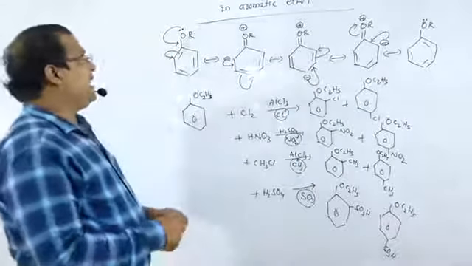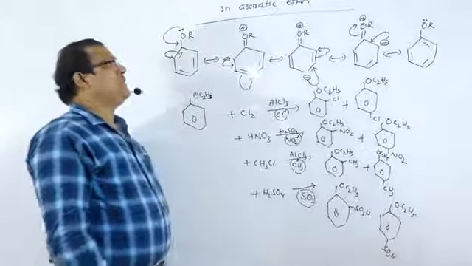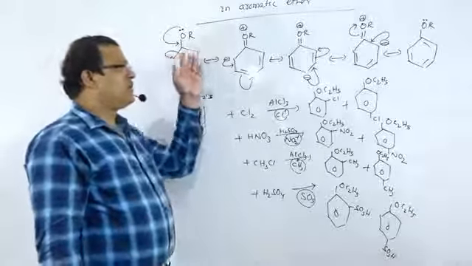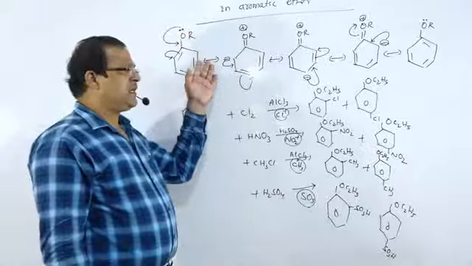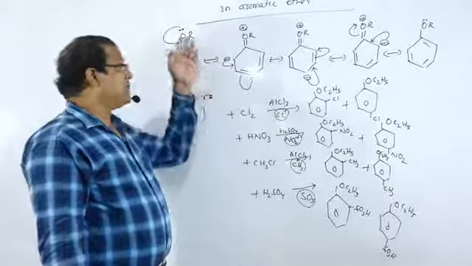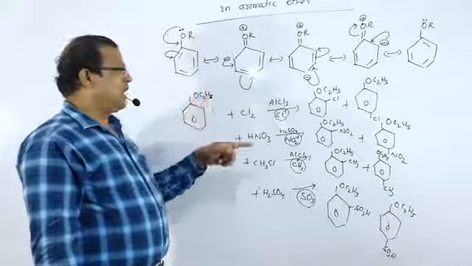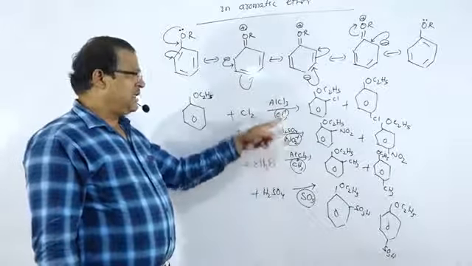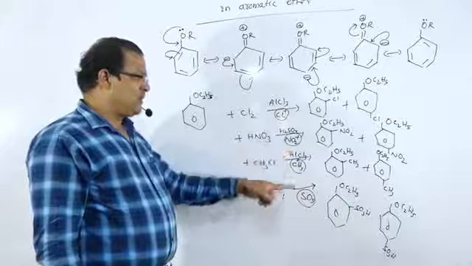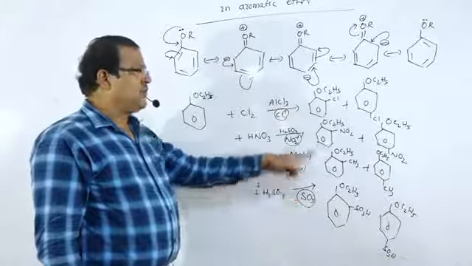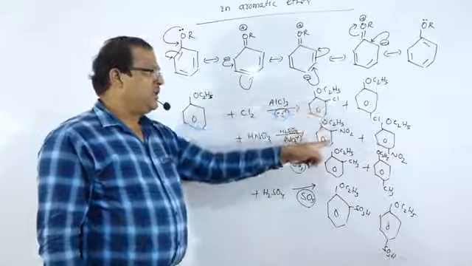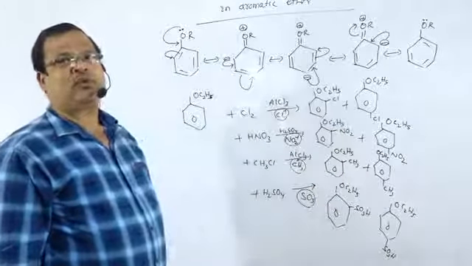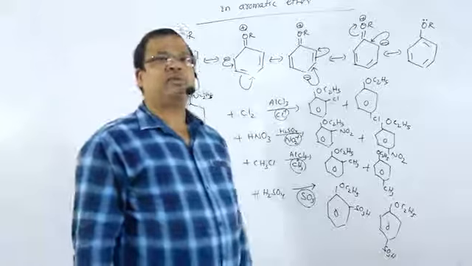This is regarding the electrophilic substitution reactions in aromatic ethers. We know the presence of the OR group is ortho-para directing and ring activating. The presence of such a group directs the new entrant, that is the electrophile, that is Cl+, NO2+, CH3+ and SO3, to enter at the ortho and para positions. In all these cases, the ortho and para positions get occupied by these electrophiles.